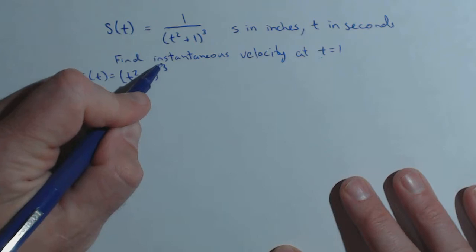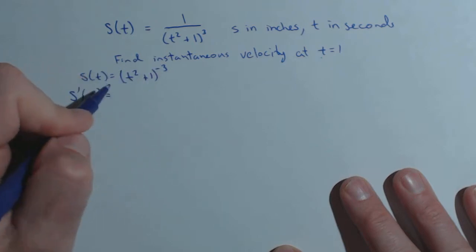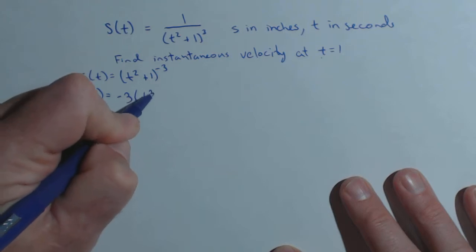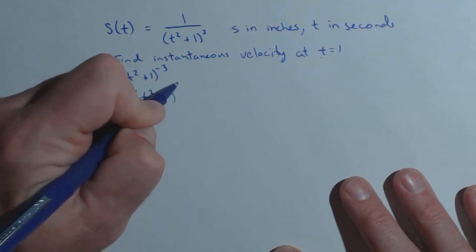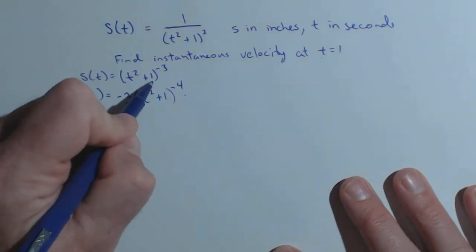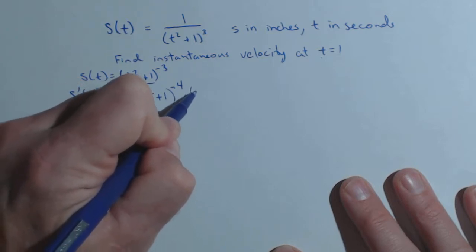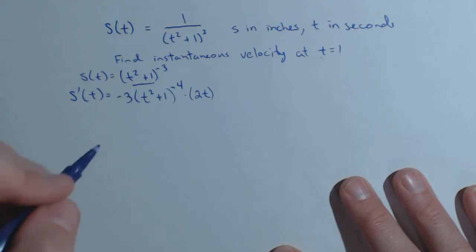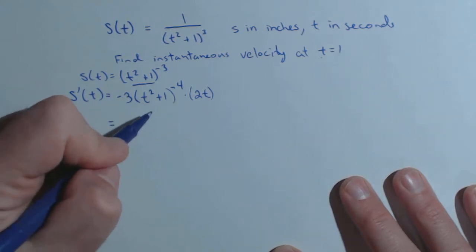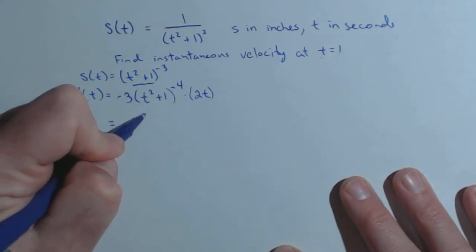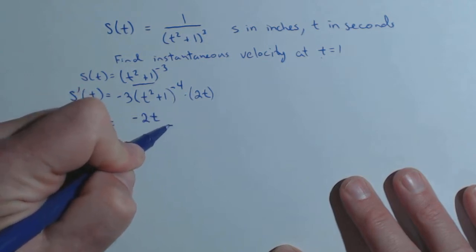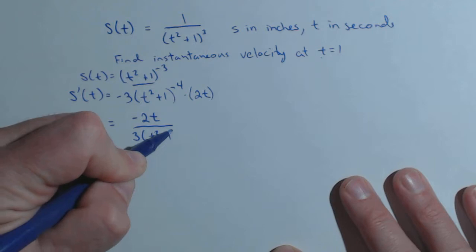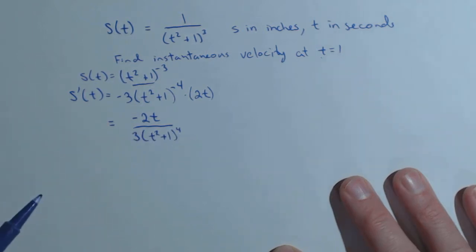So s prime of t is going to be a power rule to start, the negative 3 coming out in front, leave the inside alone, (t squared plus 1) raised to the negative 4, times the derivative of the inside, which is 2t. Now we can make this look a little bit nicer if we wanted. We'll have a negative 2t on top over 3 times (t squared plus 1) to the fourth.